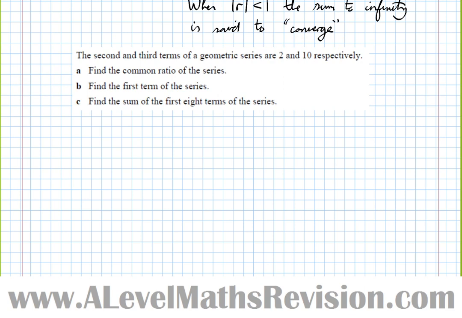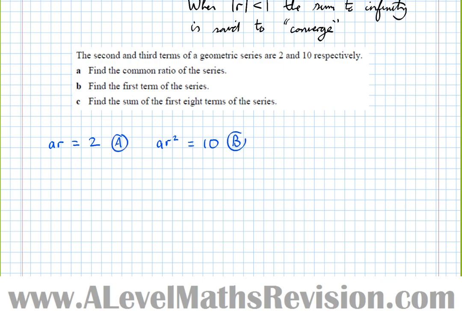So the second and third terms of a geometric series are 2 and 10 respectively. Okay, the second term is AR, so AR equals 2. And the third term, AR squared, equals 10. Find the common ratio of the series.